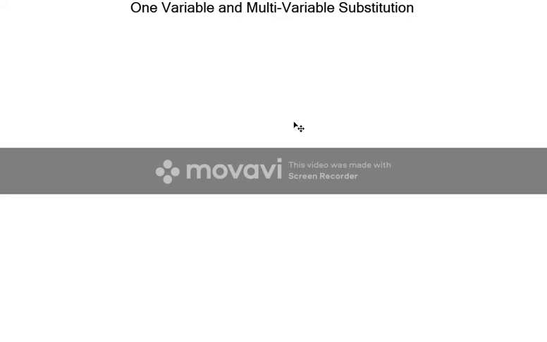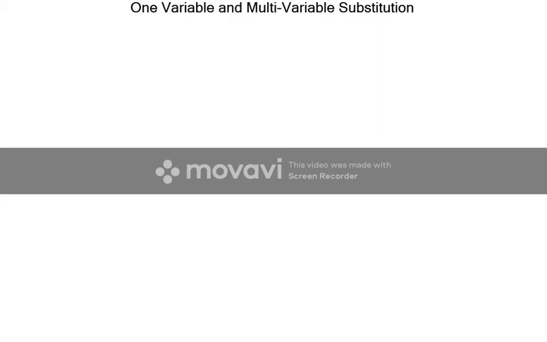So today is going to be lesson 4, which is one variable and multivariable substitution. At first it may look a little intimidating, but basically all we're going to be doing is taking small expressions and equations and substituting values or numbers into them to derive an answer. So let's hop right in.